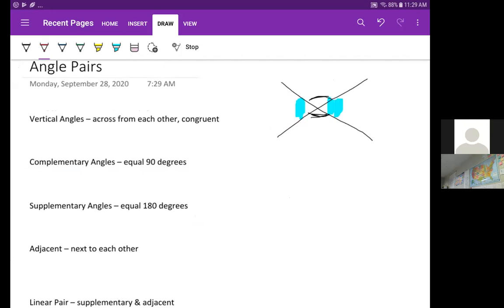Complementary angles equal 90 degrees. So if you see an angle that has this box inside of it, just know that that means 90 degrees. You can also just have random angles. So like angle 1, if angle 1 is 89 degrees, its complement, angle 2, is going to be 1 degree. They just have to add up to 90. Doesn't matter what they are. So you could have 40 and 50 would be another example of that.